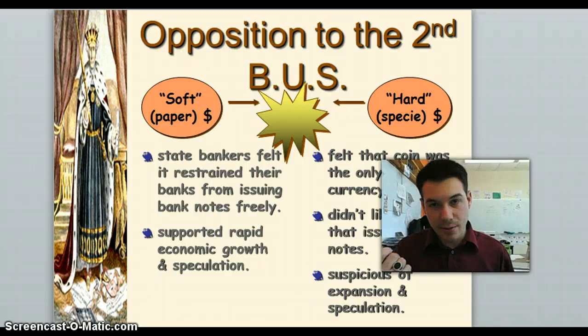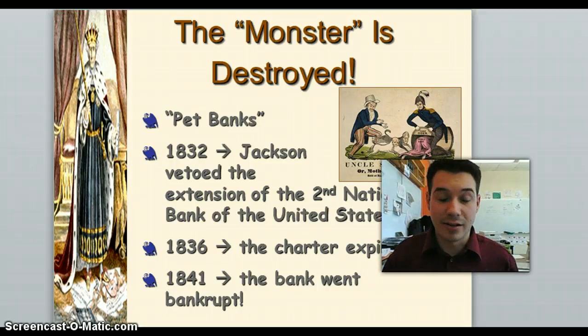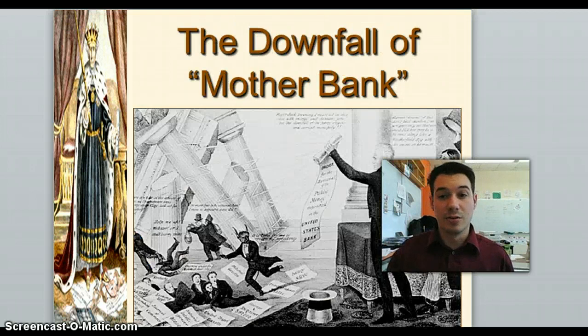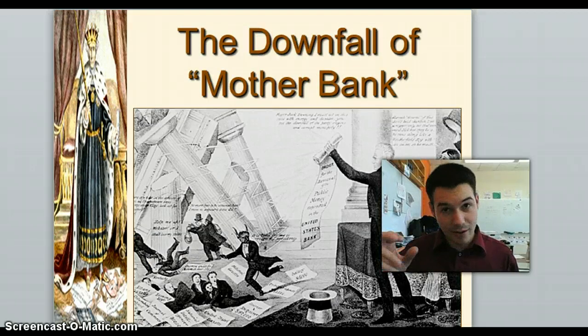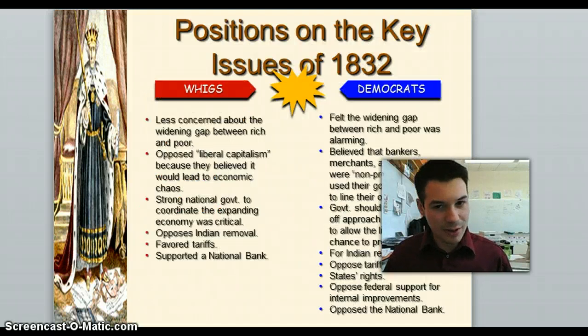Versus hard specie, where it was felt that the coin was the only safe currency. And they didn't like any bank that issued banknotes, and of course, were suspicious of any type of speculation, any type of credit. But the monster is destroyed, including the pet banks. In 1832, Jackson vetoes the extension of it, the charter expires, and the bank goes bankrupt, which actually leads to not only the downfall of the mother bank, but even worse, leads to the Panic of 1837. And of course, people like King Andrew, losing his power a little too much.